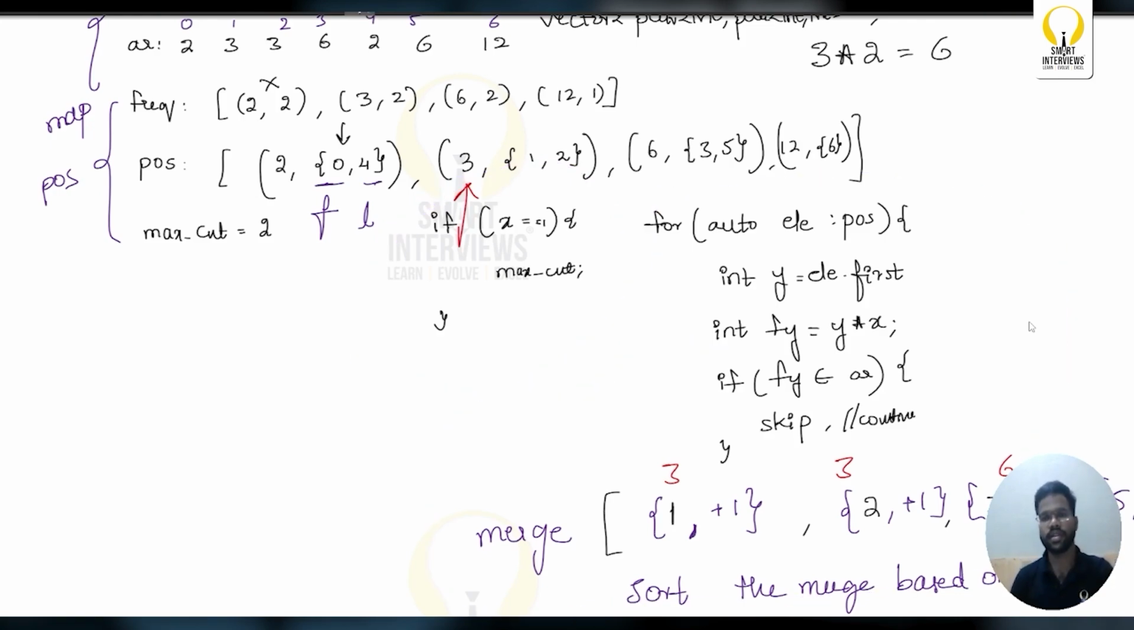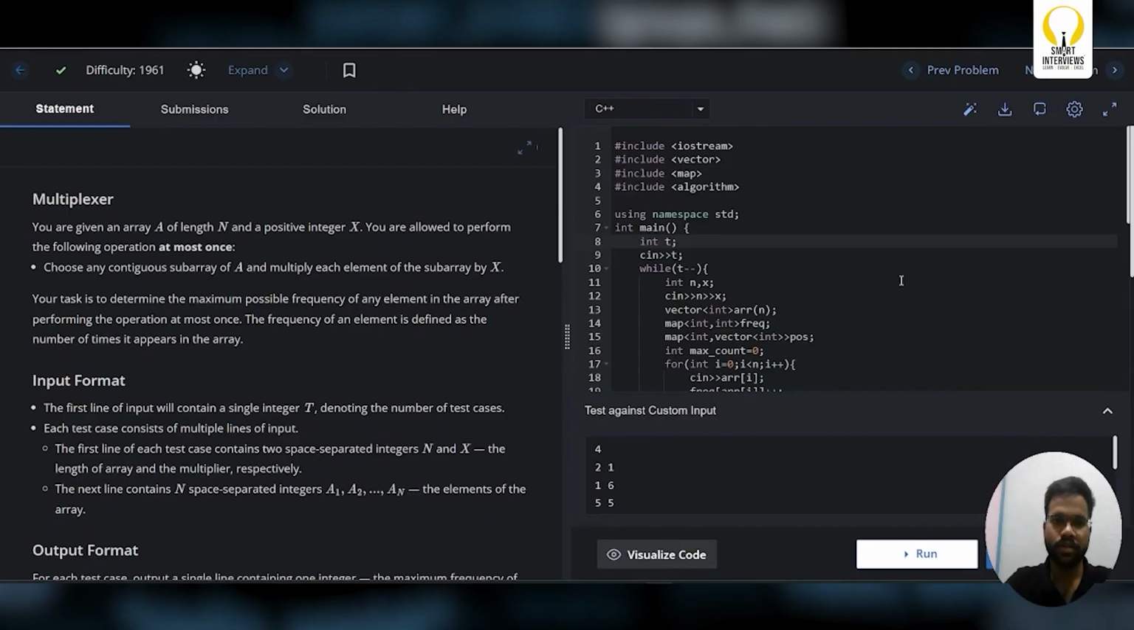Okay, so let's convert this logic into code. Let's see how the code will look. First, we'll be reading the test cases, then we'll be iterating for t number of times. Next, I'll be taking the value of n and x. Then I'll be taking a vector.